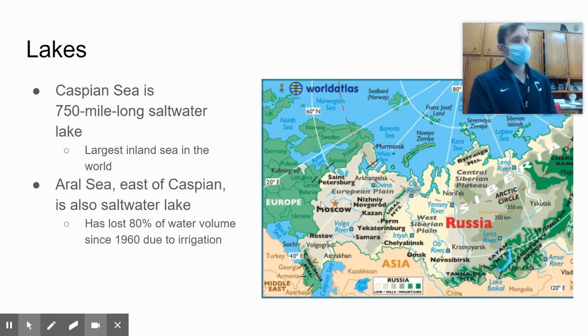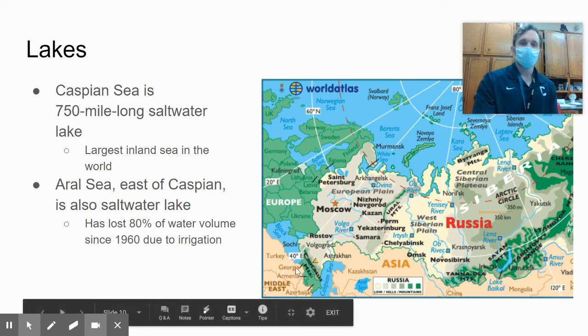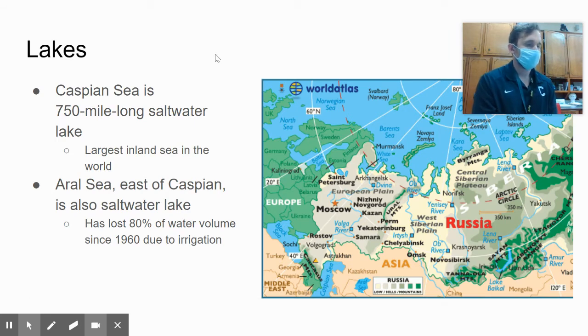Lakes. Some of the largest lakes on the planet are located in this region, as I mentioned on the last slide. The Caspian Sea is actually a saltwater lake. Yes, I realize it is named sea, but it's actually a saltwater lake. It stretches nearly 750 miles north to south. You can see it at the bottom of your map up there. It is the largest inland sea in the world.